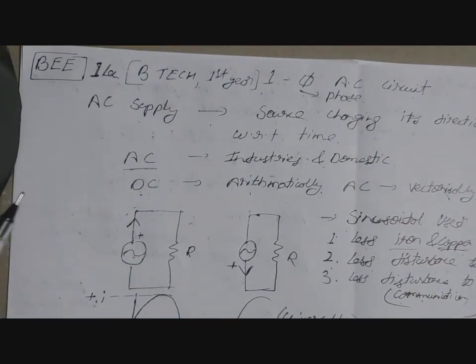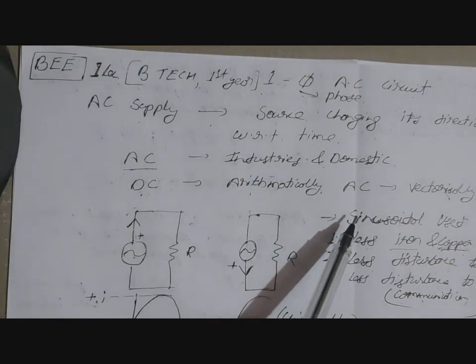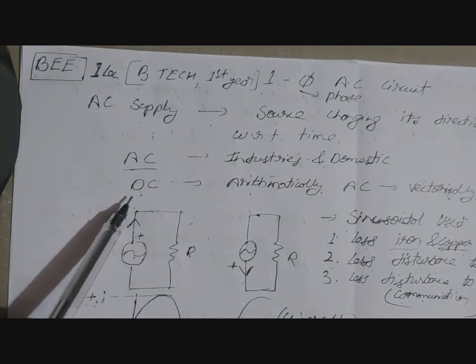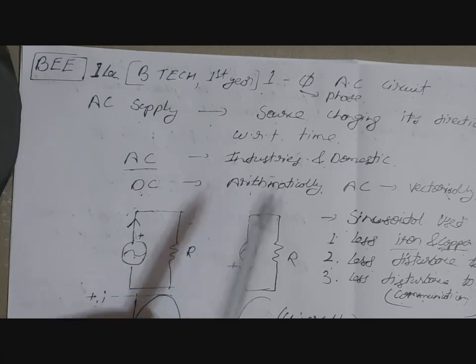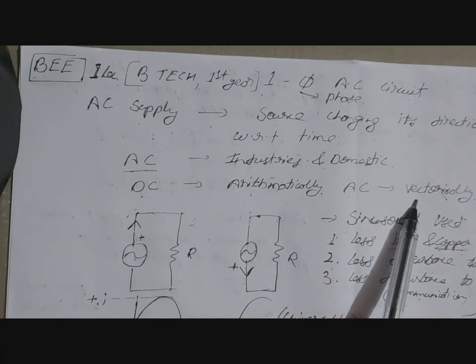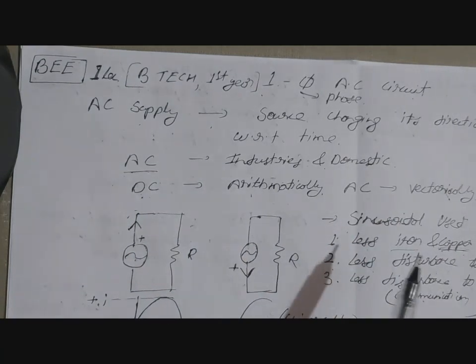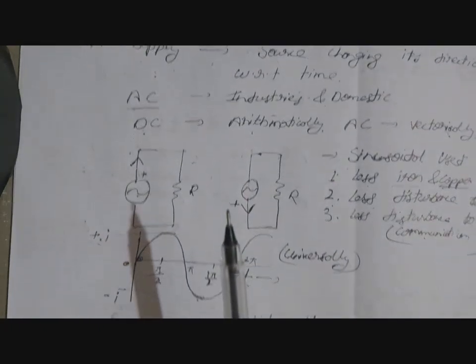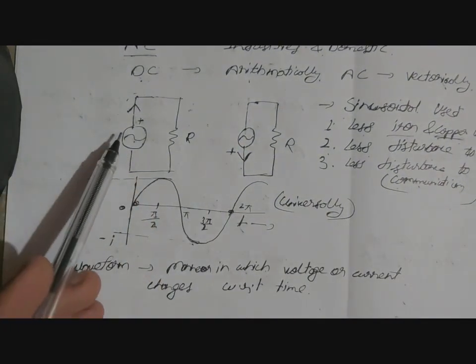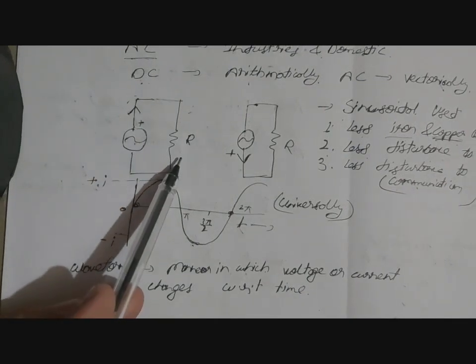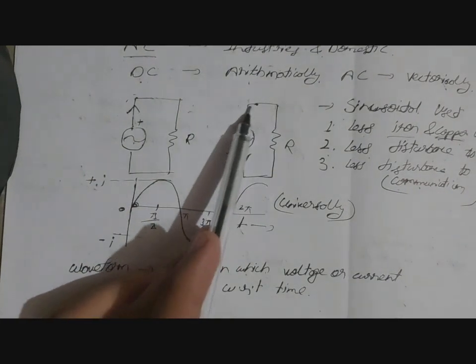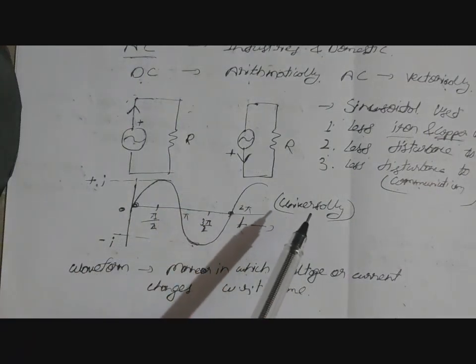The major difference between AC and DC is that DC quantities are subtracted and added arithmetically, whereas AC quantities are subtracted and added vectorially. We can understand this by an example: in this circuit the direction of current is this, and after some time the direction changes to this.